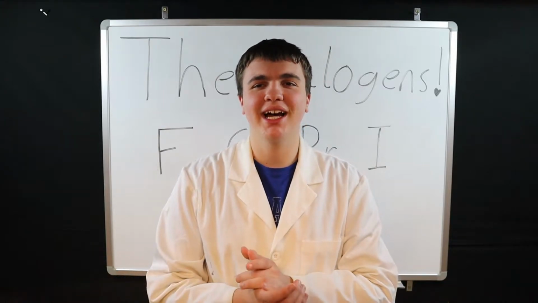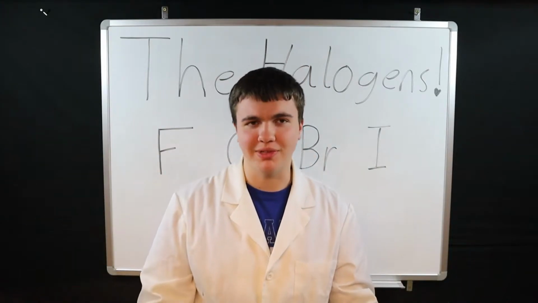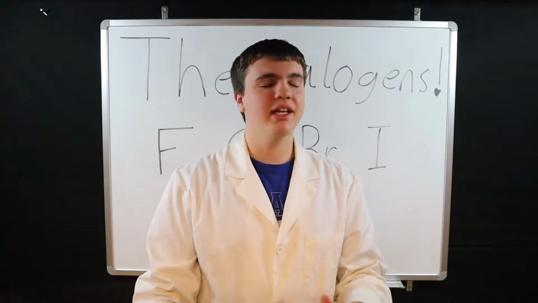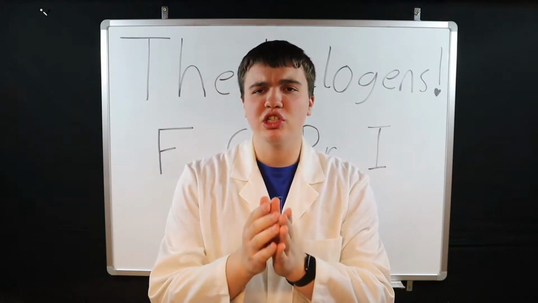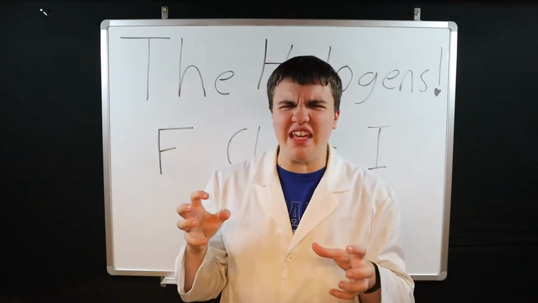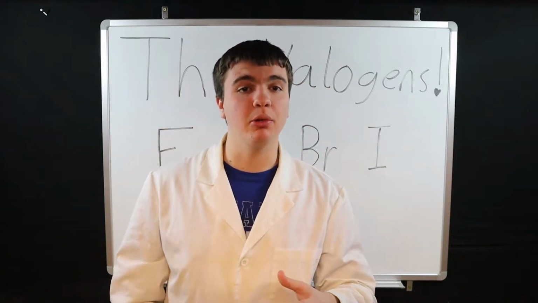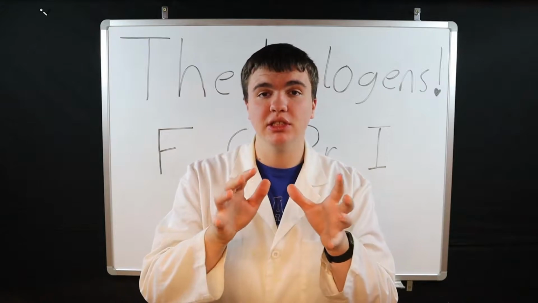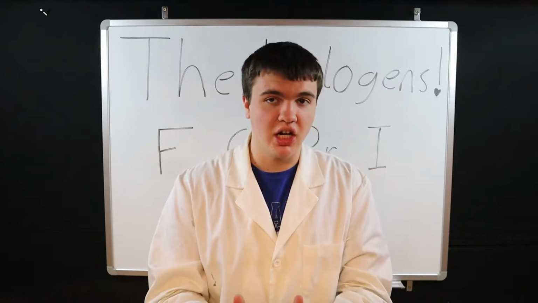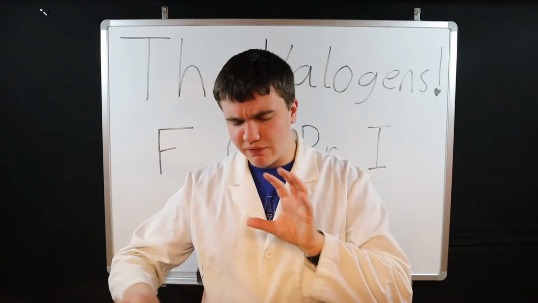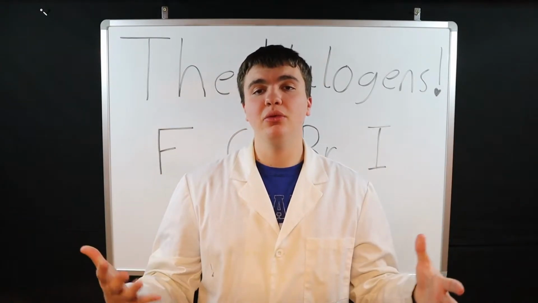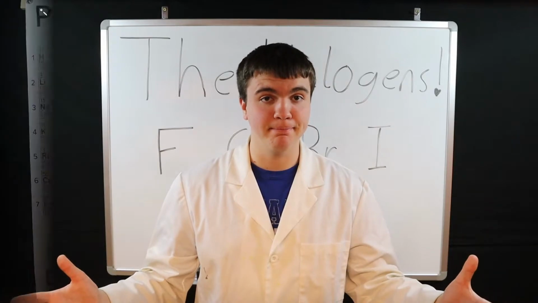Anyways, today we're talking about Group 7 or Group 17, better known as the halogens. The halogens are some of the most reactive and vile elements on the table. Today we're going to talk about the halogens, why they're in the section they are, their general characteristics, then we'll talk about each one individually, and then finally we'll talk about how you can make some of them.